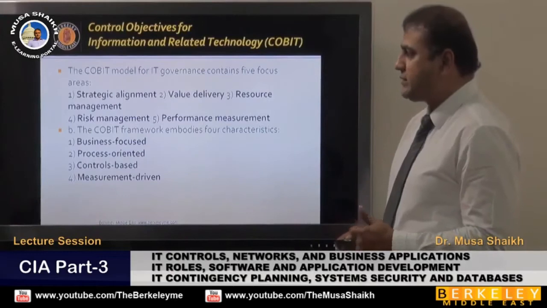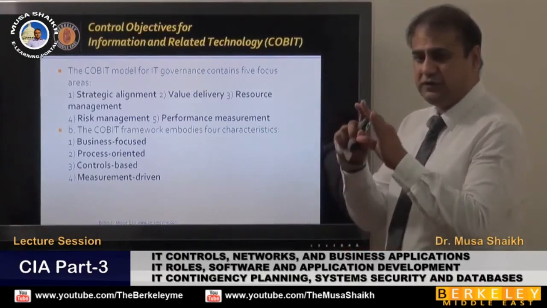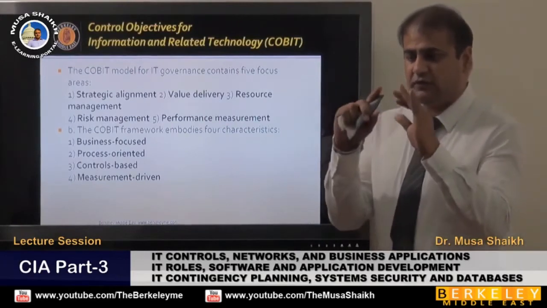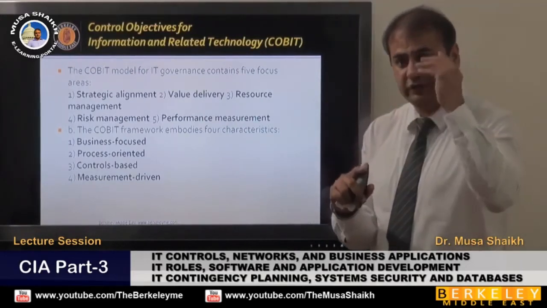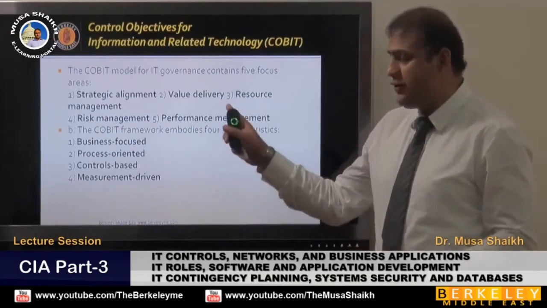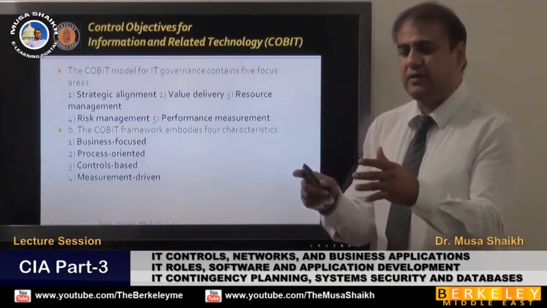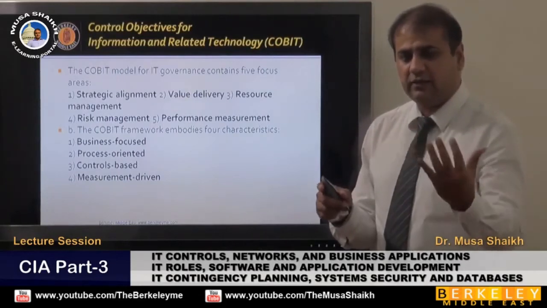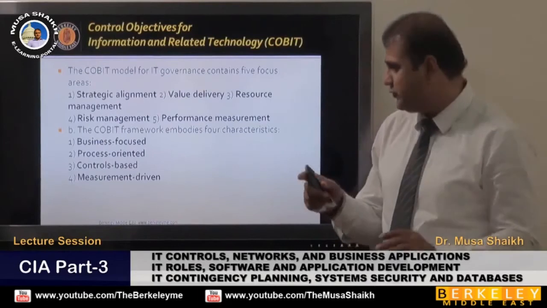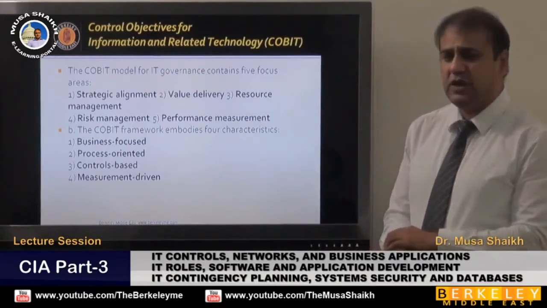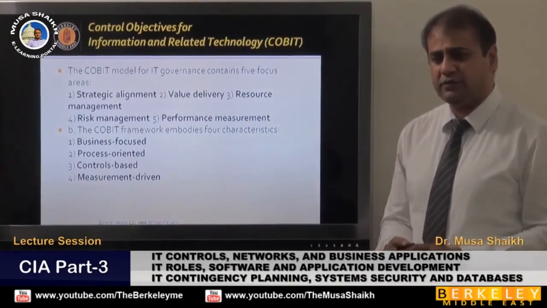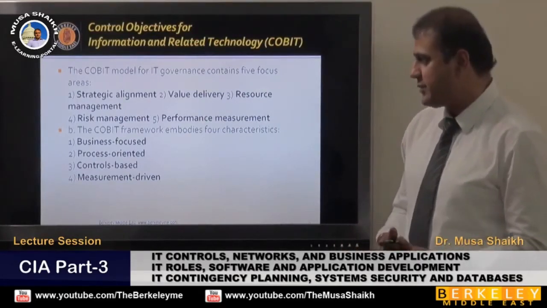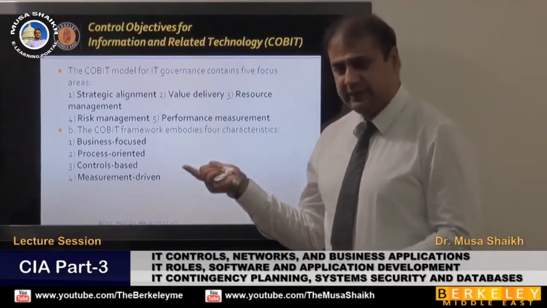COBIT is about strategic alignment. If you want to bring control into the company, we should first of all put strategic alignment, a long-term vision we have to see. Then value delivery means every step should be valued, studied, researched, and any kind of non-value added is removed. Resource management means you have adequate computers, people, processes, and policies that will create good, effective control. Risk management is the same, performance management is the same.